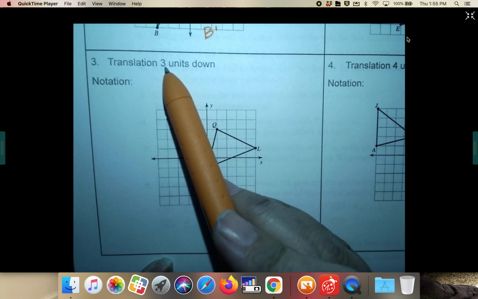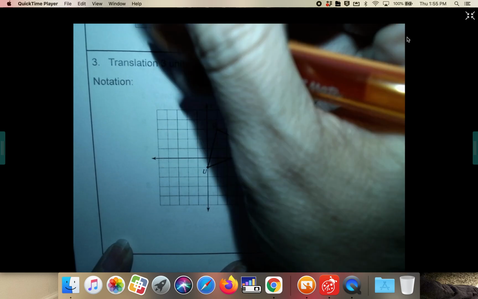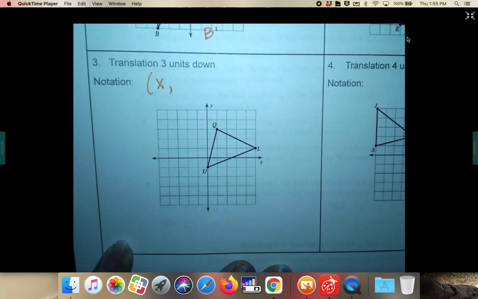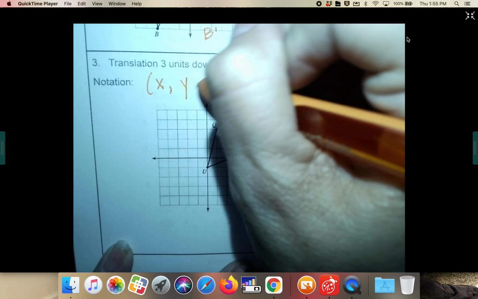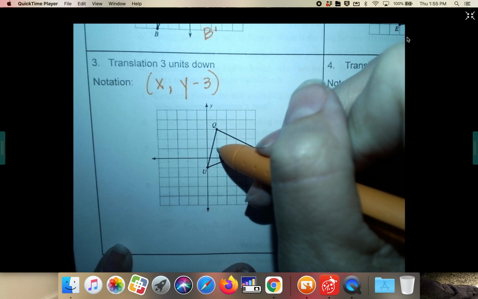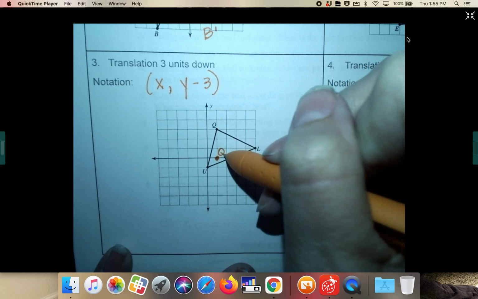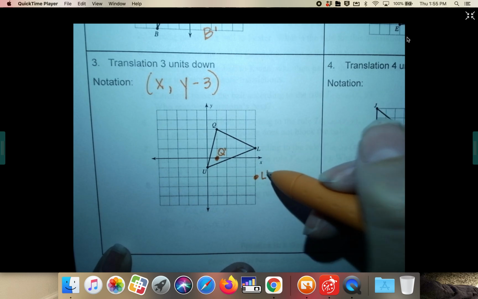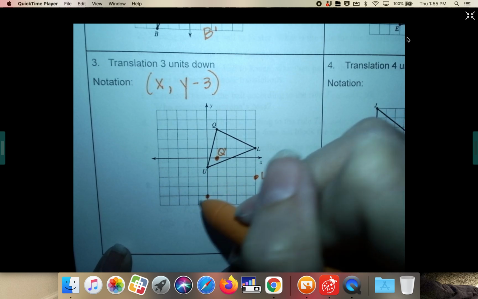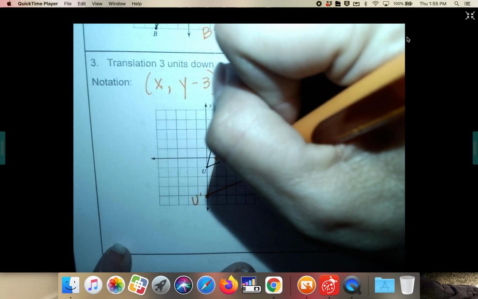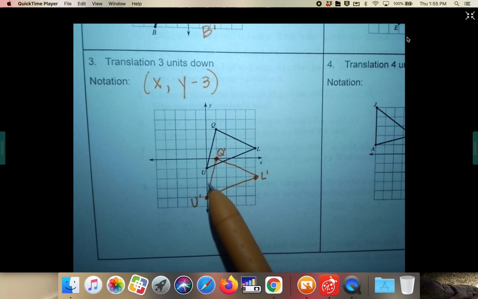Okay, for the notation of down 3, that is not anything on the x-axis. X is left and right, so X is going to stay X, but Y is going to be subtracting 3. So then each of these just gets moved down 3 and becomes prime notation. And that is it. So again, you can do little dashes to connect them, or it can be full lines in.